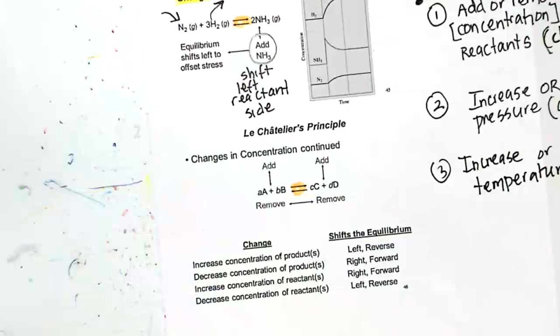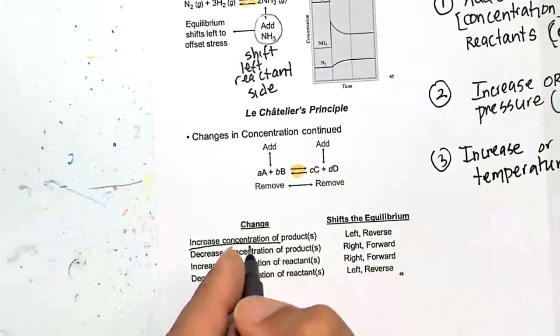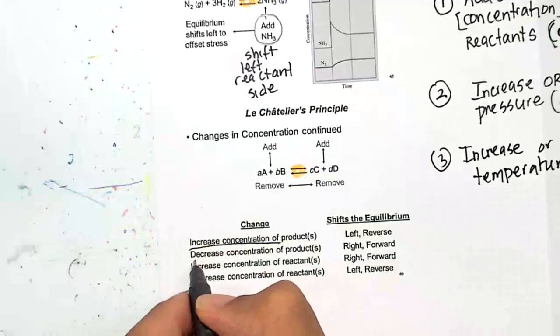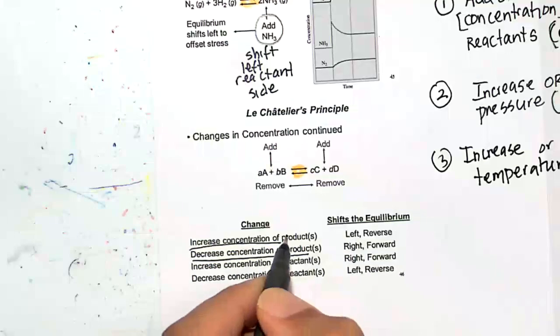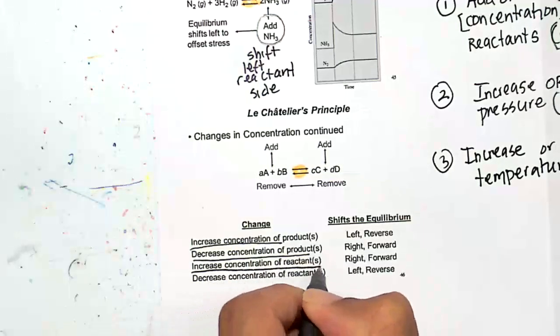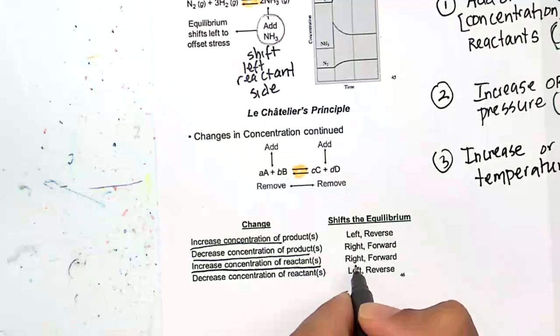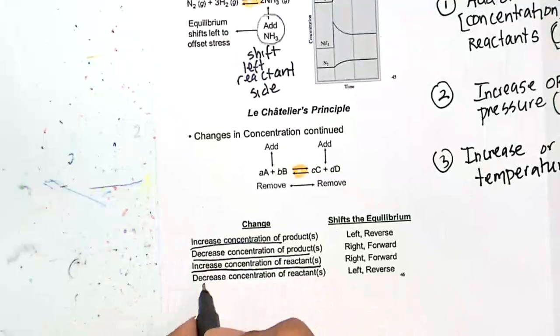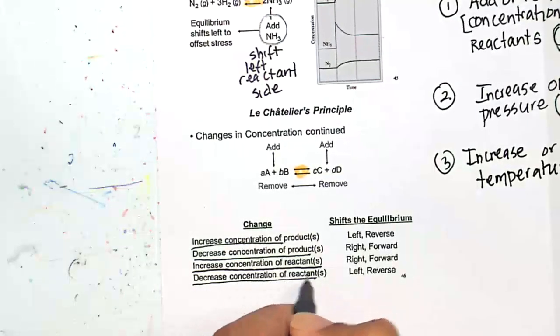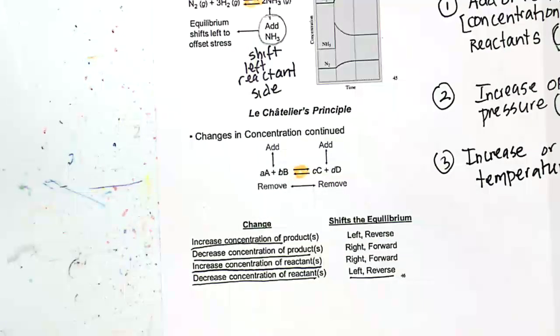Everyone understand this? Increase the concentration of product, it's going to shift to the left, removing the product. Decreasing the concentration of the product, it's going to shift to the right to increase it. Increasing the concentration of the reactant, it's going to shift to the right to decrease the concentration. Decrease the concentration of reactant, it's going to shift to the left to increase the concentration of the reactant because you decreased it. This is the idea behind the offset.